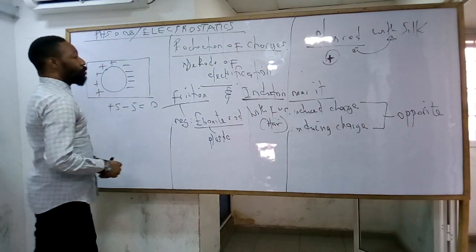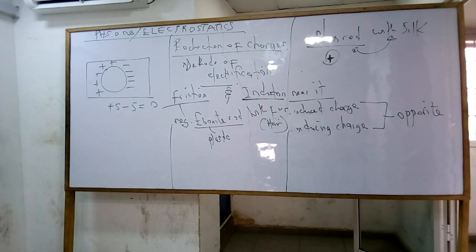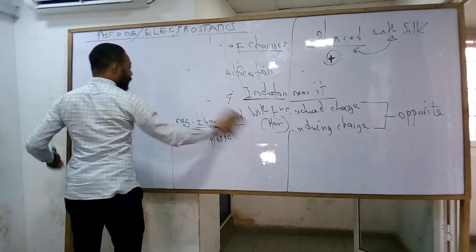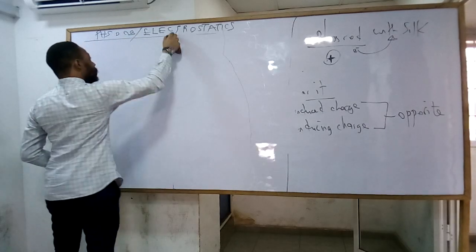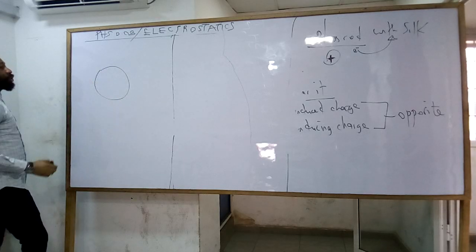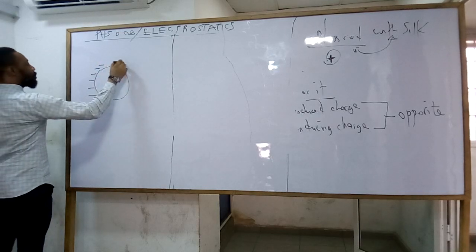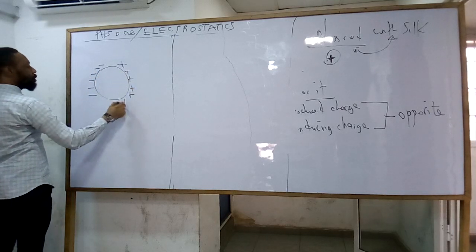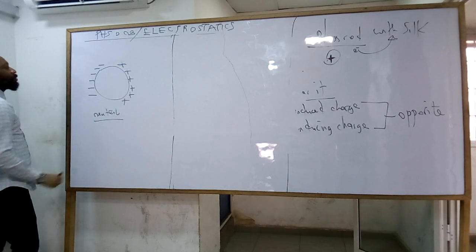Then we explain how to charge a body negatively by induction. For example, I want to charge this body negatively by induction. Initially it has minus and plus charges, 1, 2, 3, 4, 5, 6, an equal amount. So the body is neutral. Now I want to achieve negative.